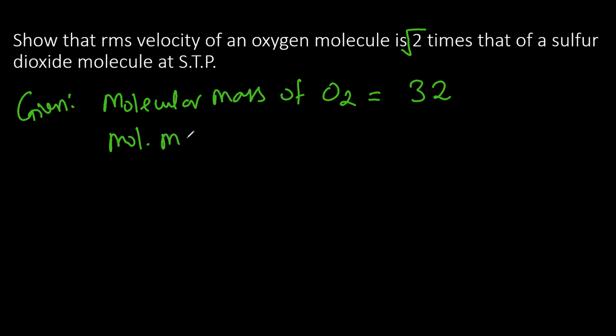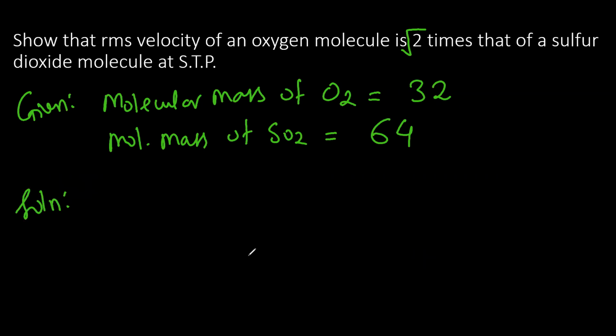And what is the molecular mass of उन्होंने बोला second is the SO2, sulfur dioxide? So it is 64. Sulfur itself 32. Oxygen twice it will become 32. 32 plus 32 is 64. These are the 2 things that is given. To find, तो क्या करना है? We need to find the ratio between the VO2 and VSO2. तो ये find out करना है, ठीक है?